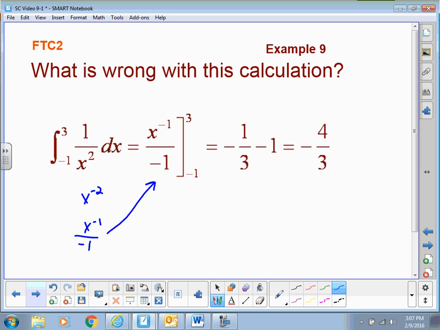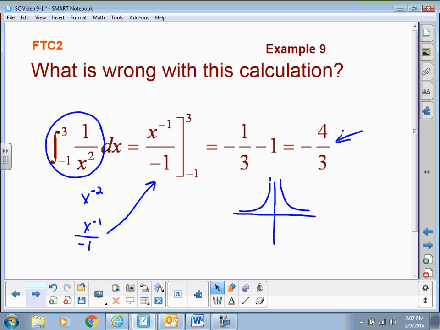So all the numbers punched in, but the problem with this is that it was never continuous from negative 1 to 3. So although you get a number here, this number does not represent the area under the curve. 1 over x squared looks kind of like that. So if we wanted the area under the curve from negative 1 to 3, you can't find that value because it's not continuous there. There's an infinite amount of space you can think of it as there. So you can't actually calculate the area under the curve.